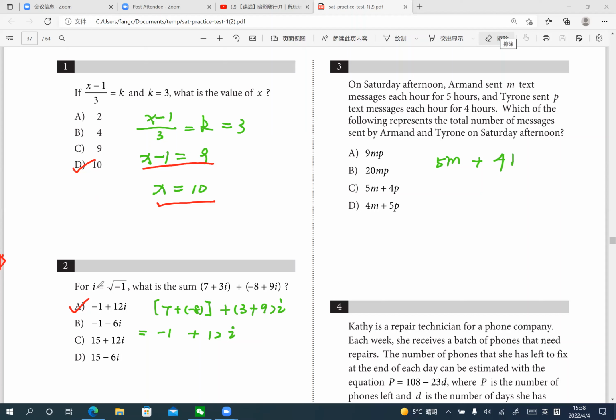Question 3. On Saturday afternoon, Armand sent M text messages each hour for 5 hours, and Tyrone sent P text messages each hour for 4 hours. Which of the following represents the total number of messages sent by Armand and Tyrone on Saturday afternoon? For Armand, each hour M text messages, 5 hours is 5M, and Tyrone each hour sent P text messages, so 4 hours is 4P. So we should choose option C.